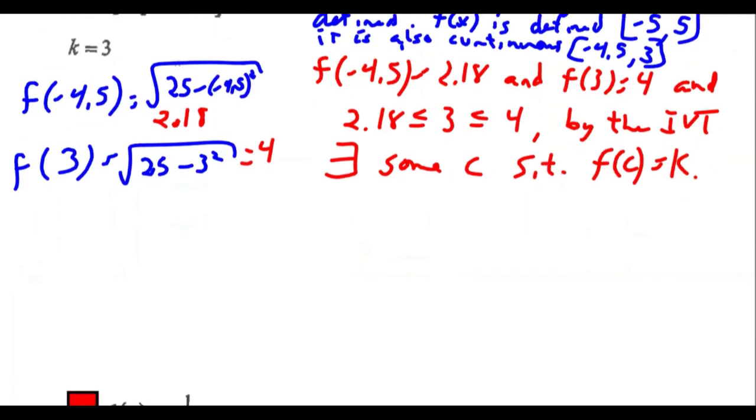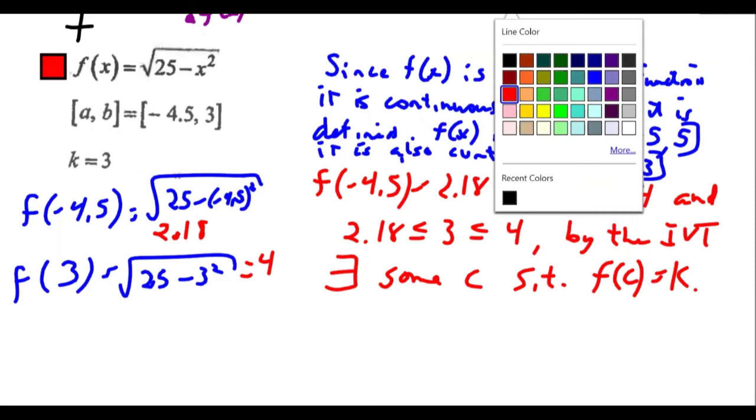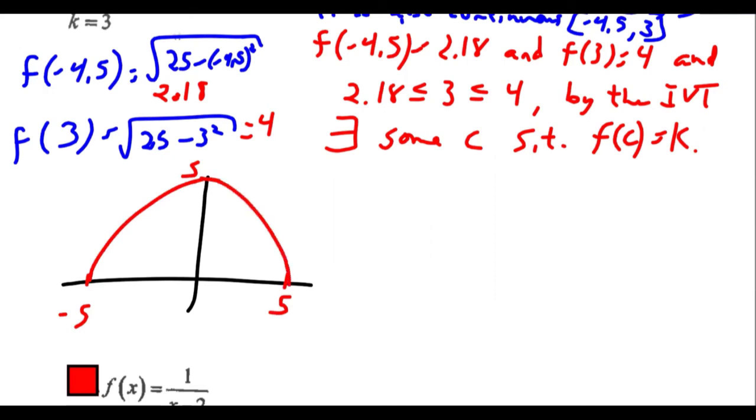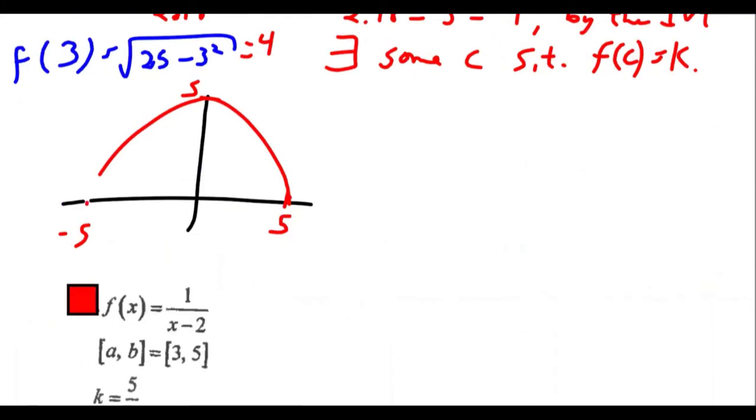Okay? Graph of this, I don't know if you know about a square root with a perfect square underneath, a function like that, but it's going to just be a semicircle. From negative 5 to 5, that's my function value, but I only wanted this from negative 4.5, probably something like that, to 3, which is about here. That's my graph of x in the interval that they asked for.